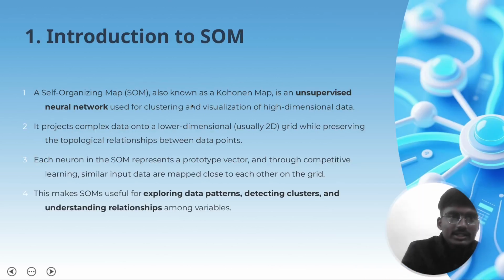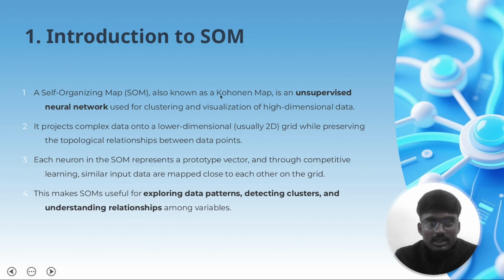If you look at its definition, it is also called the Kohonen map because it was developed by the Finnish scientist Kohonen, and it is an unsupervised neural network technique. Higher dimensional data is reduced into two dimensions, but the topological structure remains unchanged. It is a type of ANN but uses competitive learning instead of error correction. It is usually used for exploring data patterns and detecting clusters using variables.